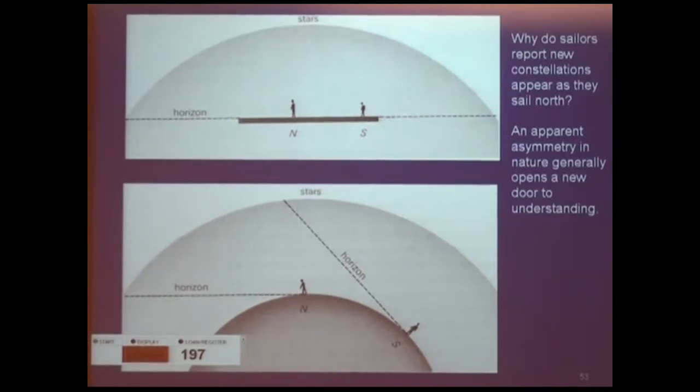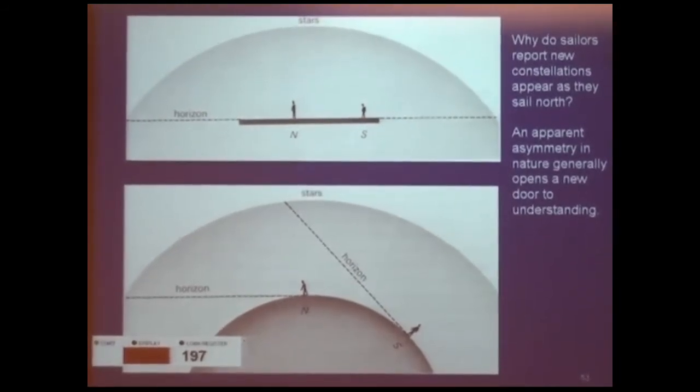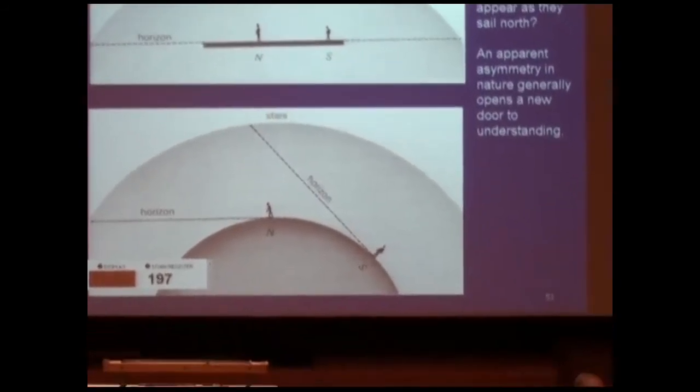And then, of course, you have the standard proof that when you look at the ship and it goes away, first goes the hull, then goes the mast. Or you might say, oh, my ship is sunk. But no, the ship comes back. Right? So the ship is not sunk. Okay? And the reason you see that is because the Earth is round.